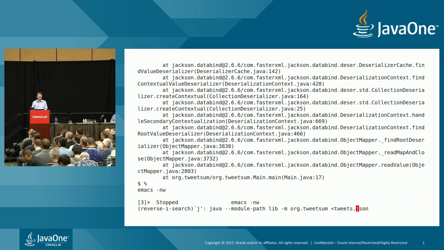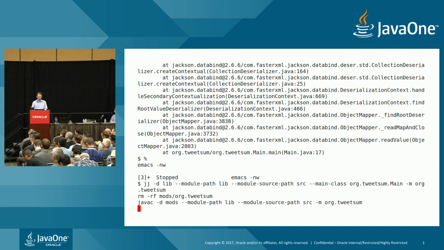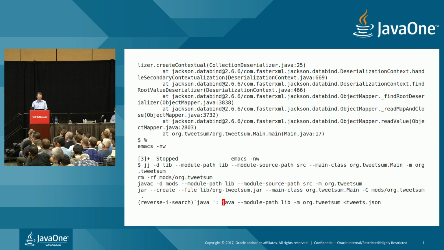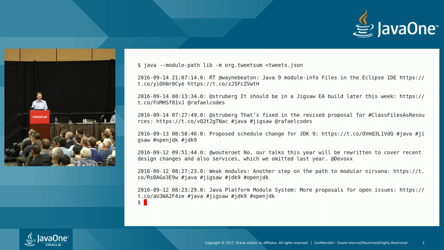Okay, so let's JJ that guy up again. And now it works. Okay, so now we've got the modular application. It's using the Jackson libraries as automatic modules, and we're done with the first step.